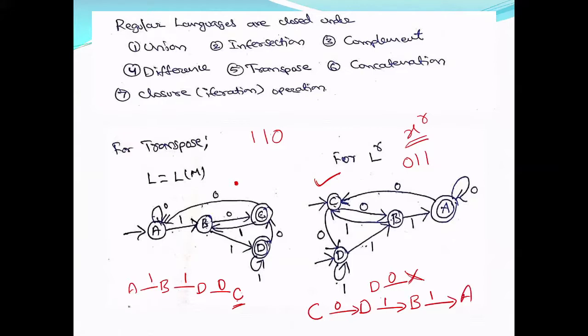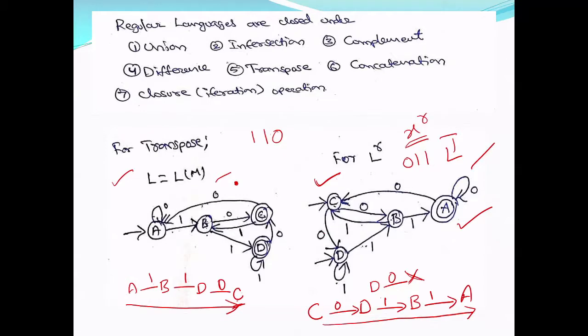If you look exactly, the path in your original FA and the path in your M transpose will be reverse. So A B B C C D B C D B, because we have made the transitions reverse, right? So this is for L of X power R or L transpose, the reverse of the strings. If a string is available here, the reverse of that string will be available here. Right? This is how you can make the transpose.